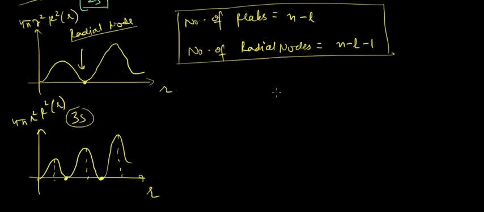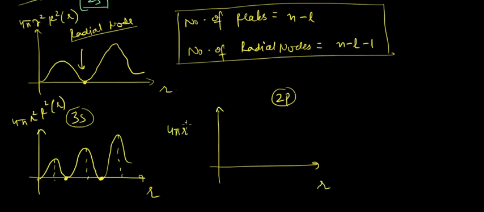Okay, next let us see for 2p. So for 2p, again we would be having 4 pi r square R square with r. So for 2p number of peaks would be n minus l, which would be 2 minus 1, which is 1. Number of peaks would be 1, and number of radial nodes would be 0, and this would be something like this, 1 peak.